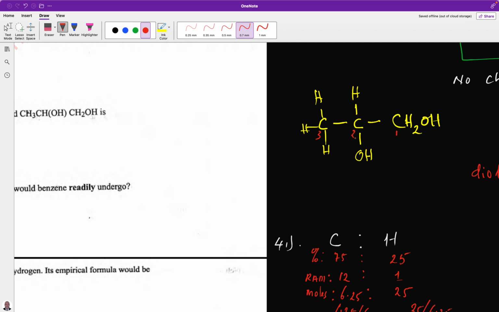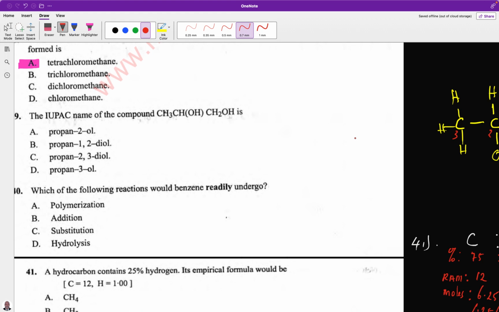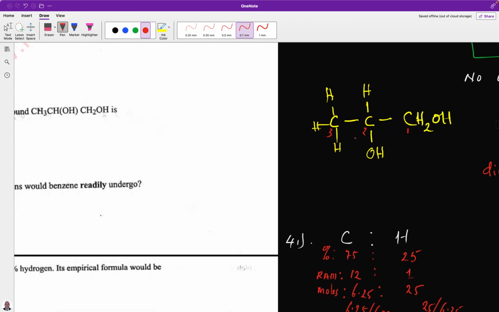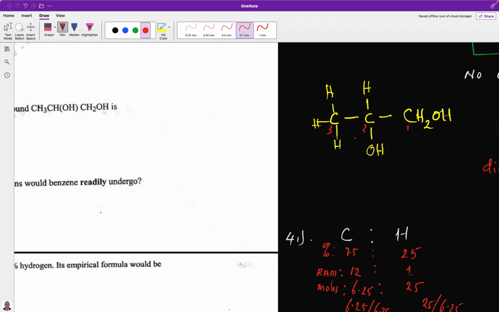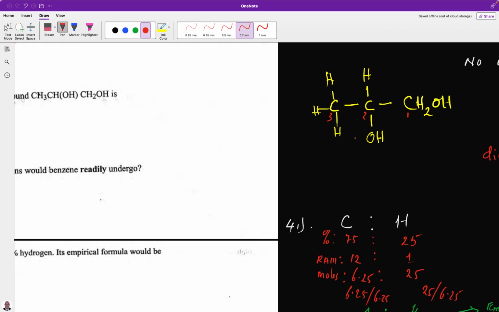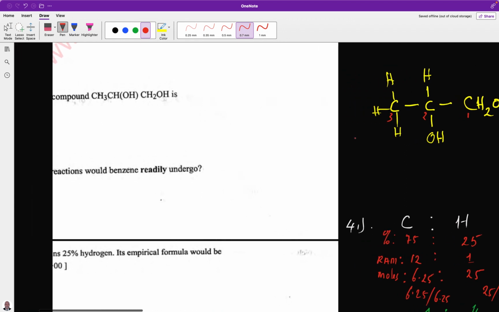But what is recommended for the IUPAC system is not propane. We call it propan 1,2-diol, because the OH groups are on the first and the second carbon. When the OH groups are two, we call it diol. If they are three, we call it triol. So in that case, we say propan 1,2-diol.